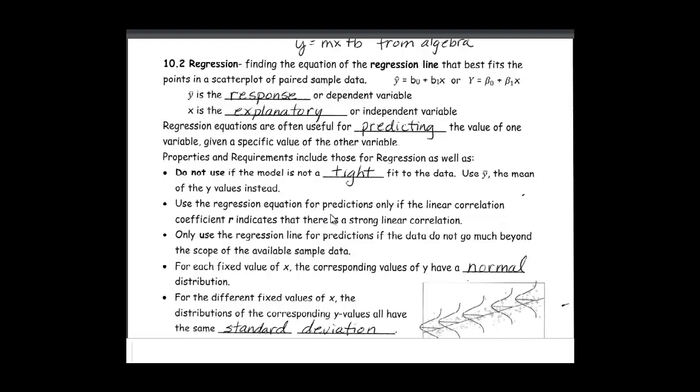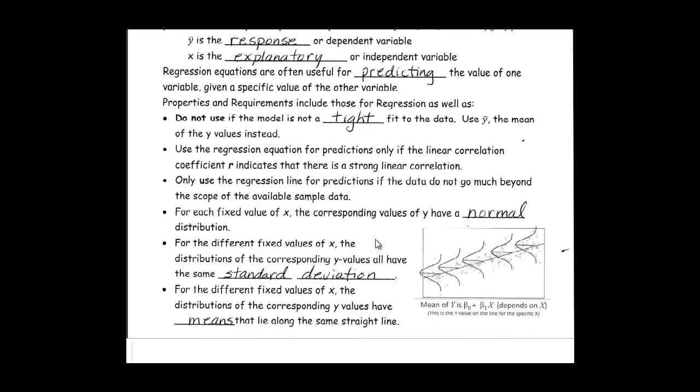We're going to use the regression equation only if the linear correlation r indicates there's a strong correlation, and that's kind of relative depending upon the sample size. We're also only going to use a regression line if we're not trying to predict too much beyond the scope of the data. Anytime you get outside the scope of the data, that's called extrapolating. There could be a variance there that you're not taking into account.